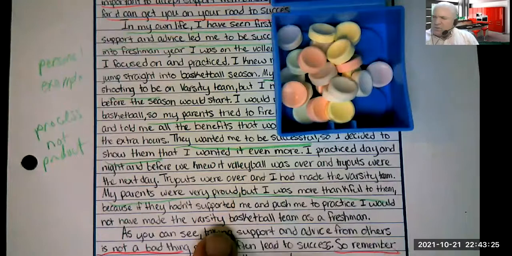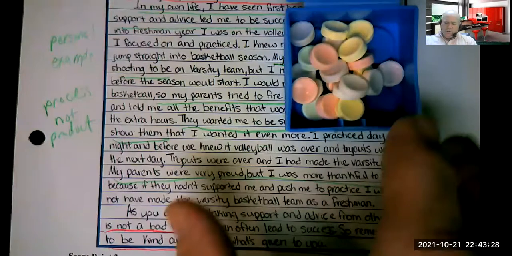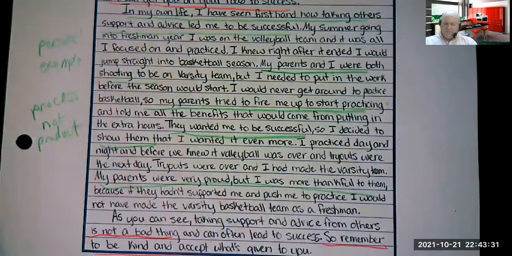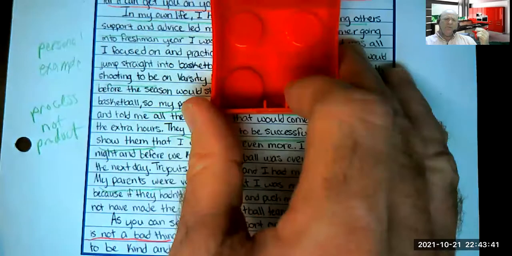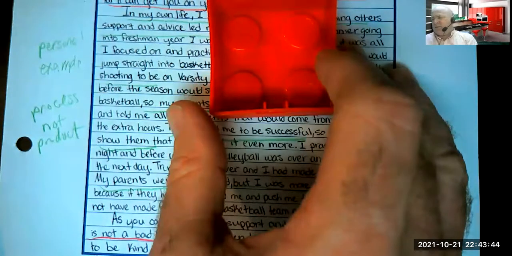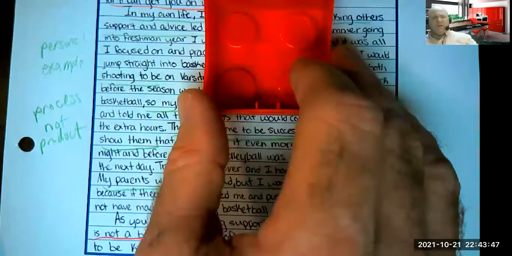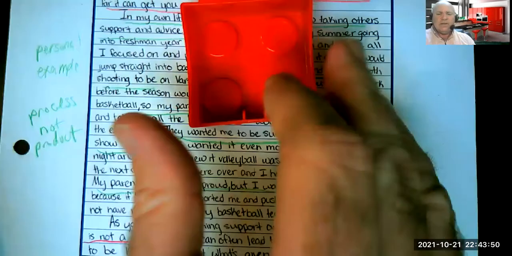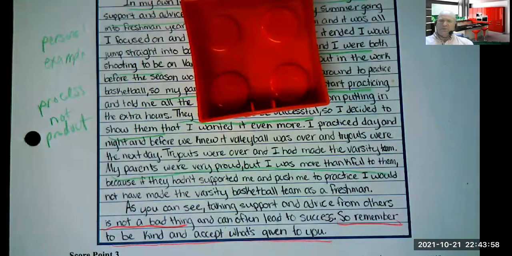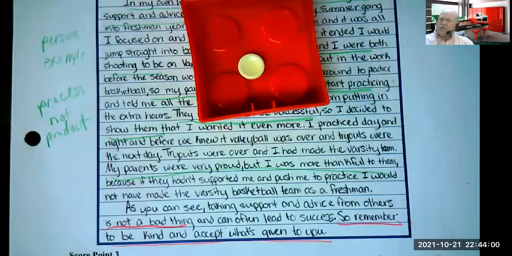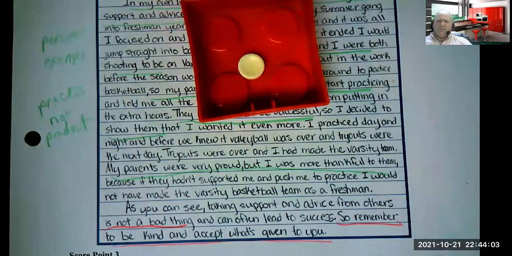And so then we transition to the conclusion. And so if we just restate and repeat, that's not really going to be something that's going to leave the reader with a sense of closure and completeness. If we write in conclusion, that's what everybody else is going to write. So are we going to have a meaningful transition? "As you can see, taking support and advice from others is not a bad thing and often leads to success." Okay. The sentence, the "as you can see" transition to the ending.